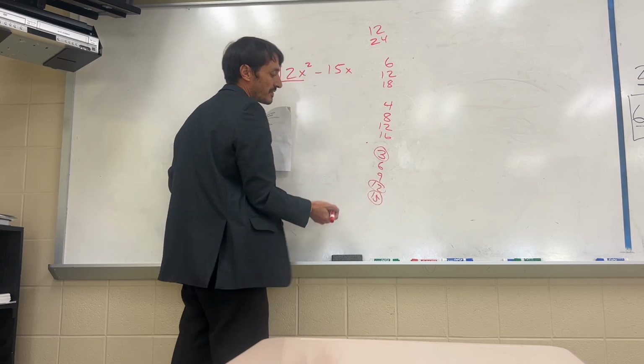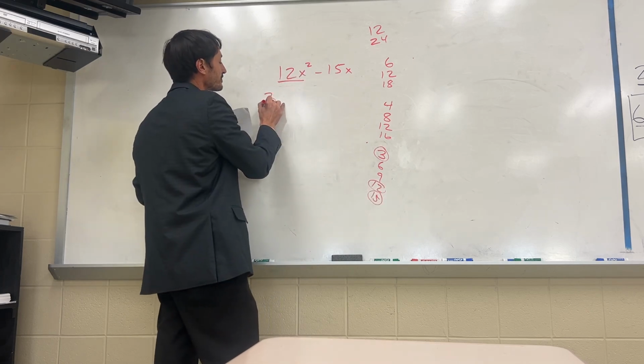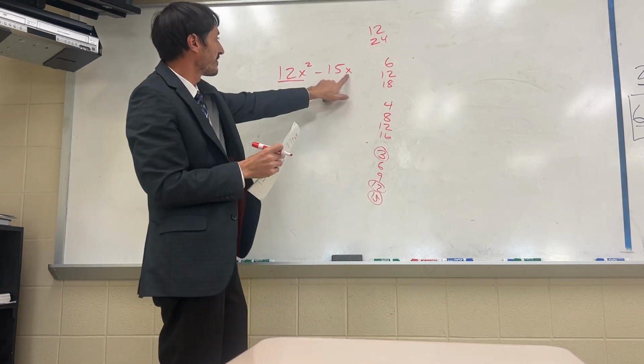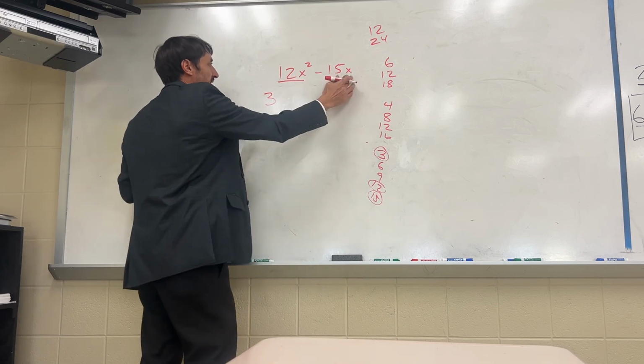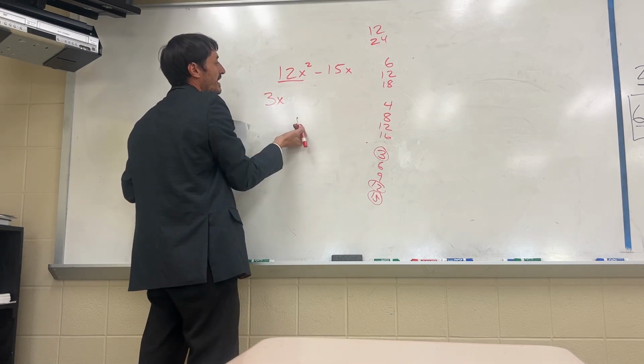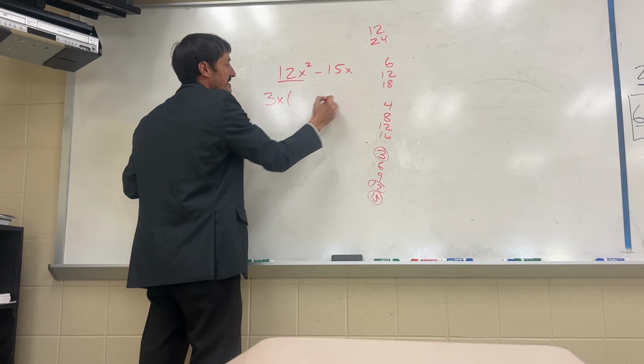3 will produce 12 and 15, so we're going to take a 3 out. I have 2 x's here, I have 1 x here. The total number of x's that we can take out is what? 1x, because I have to take the same number of x's out of each term.